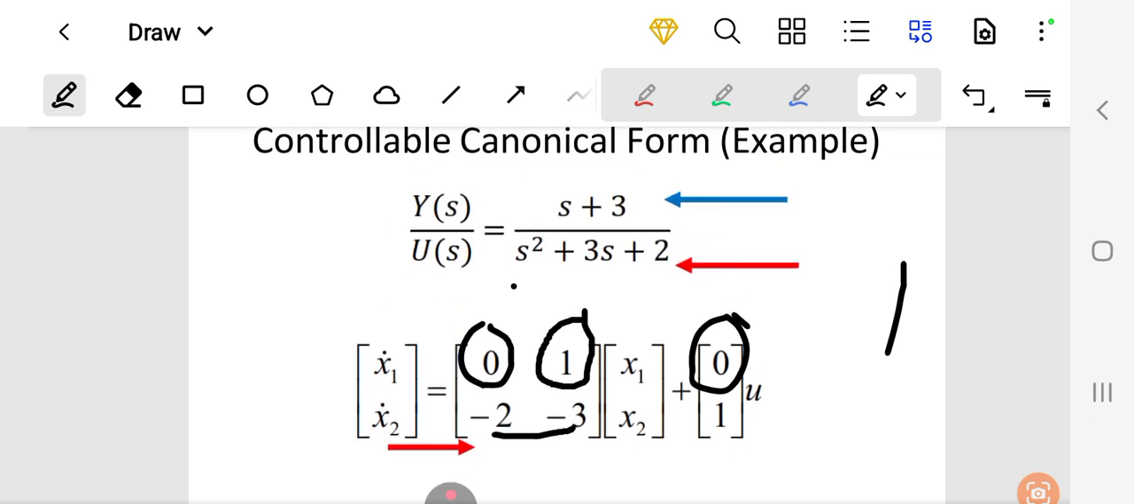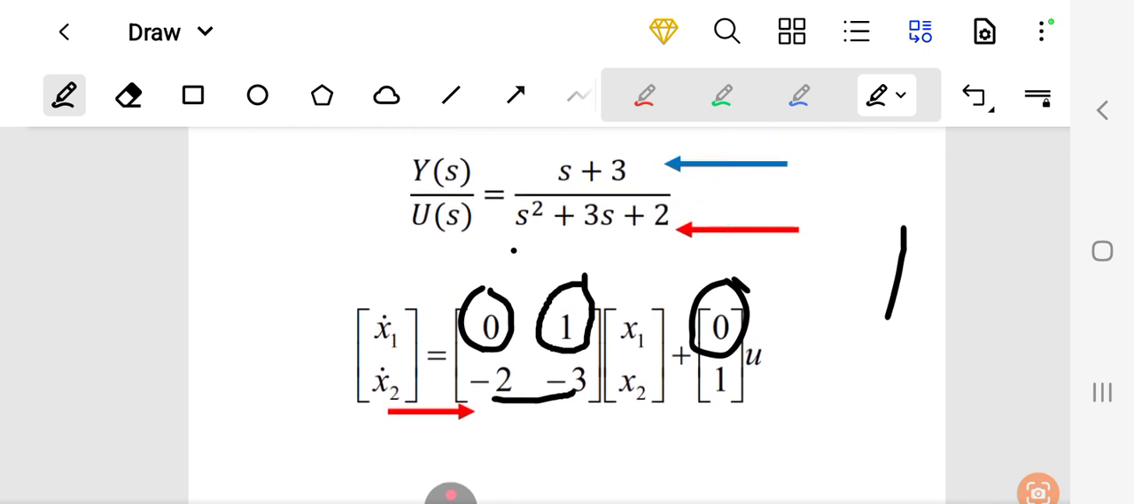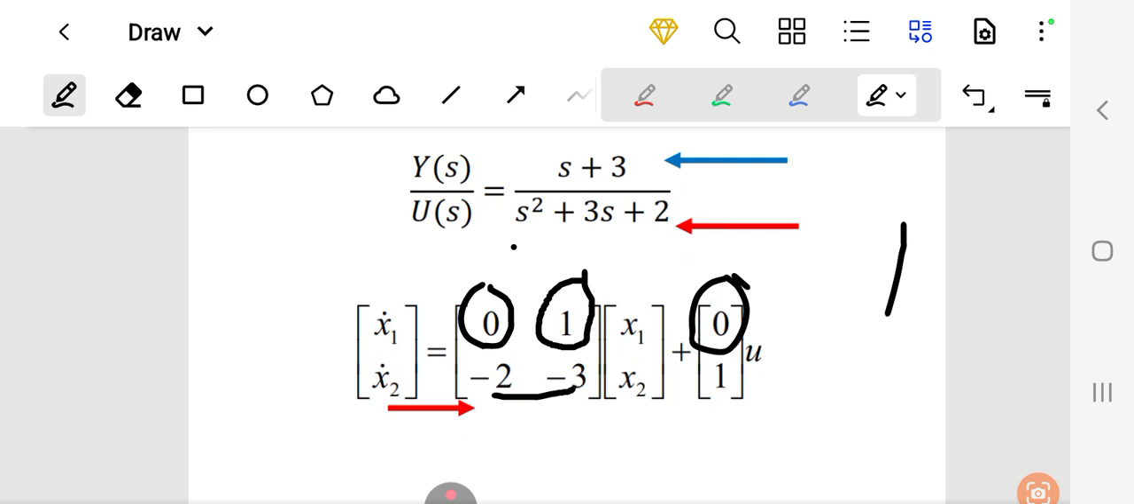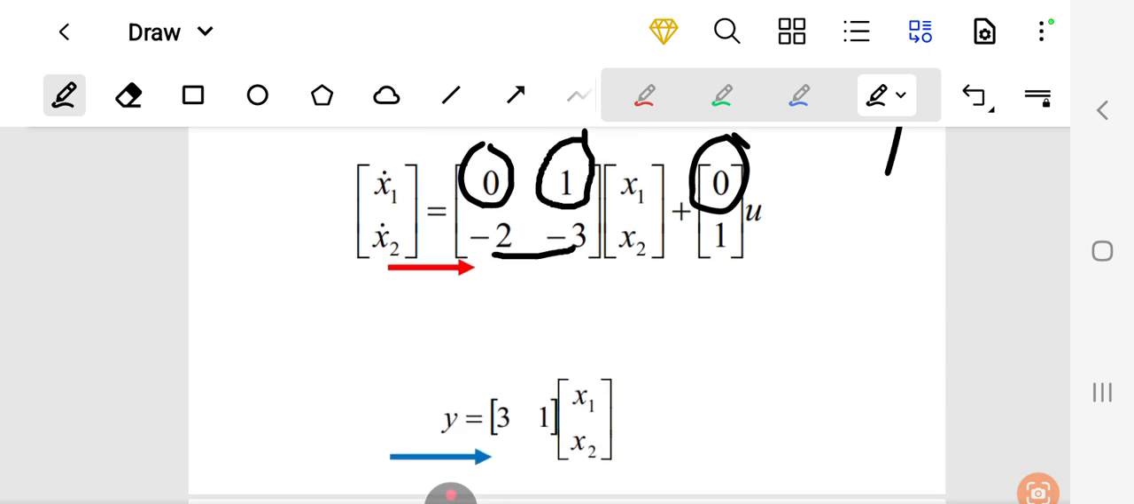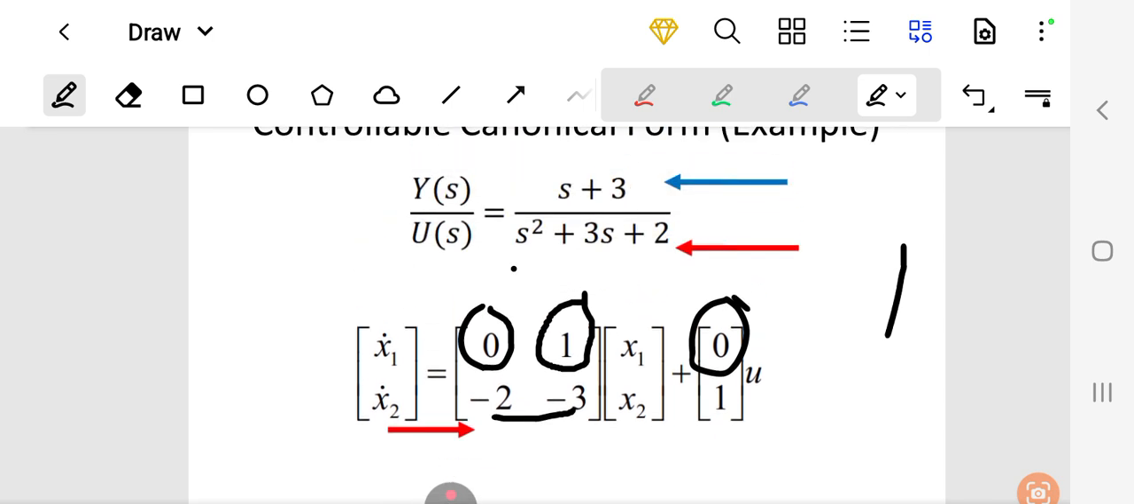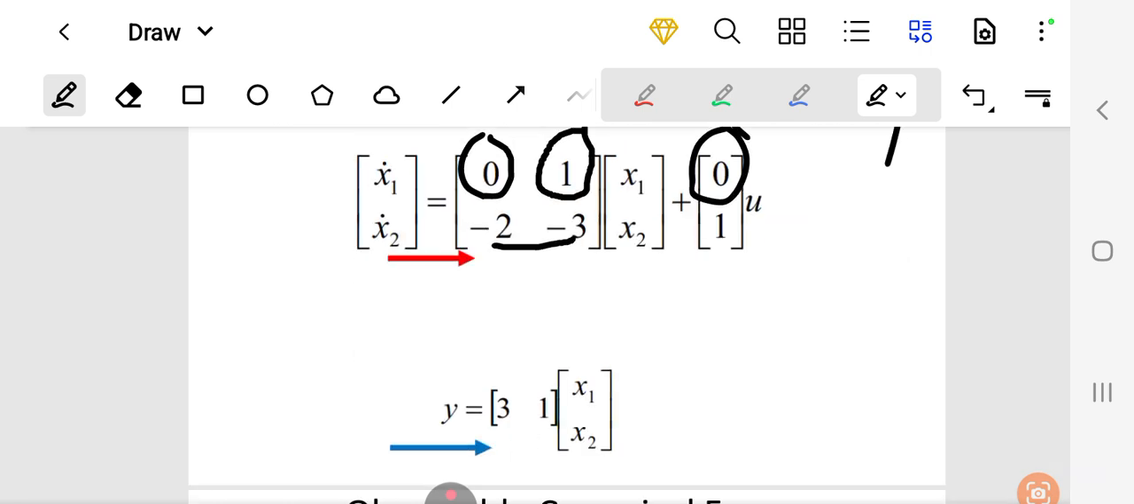For the Y equation, the output equation, we will take coefficients of the numerator in the C matrix from right to left, 3, 1. We take the coefficient until s power 1, 3, 1 times x1, x2. And for the coefficient of u, there is no coefficient of s squared in this equation, then the coefficient of u equals 0.